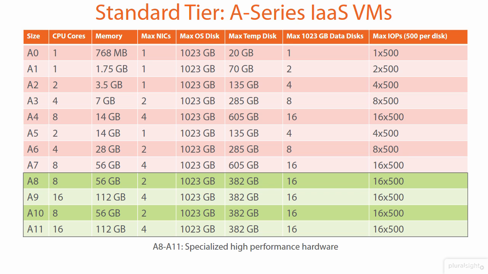Then you've got the A8, A9, A10 and A11 VMs. And the difference between these and the A4, A5, A6 and A7 VMs is that they're basically on better hardware. So very similar specifications, but they're on better hardware. However, not hardware that's so awesome that it's got SSDs and so on, which is later tiers.